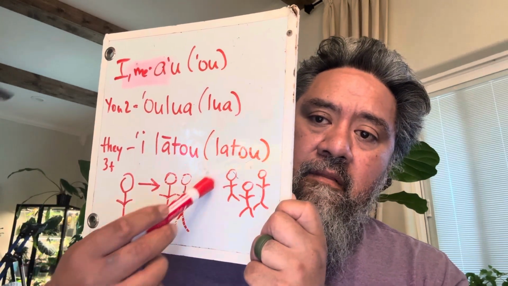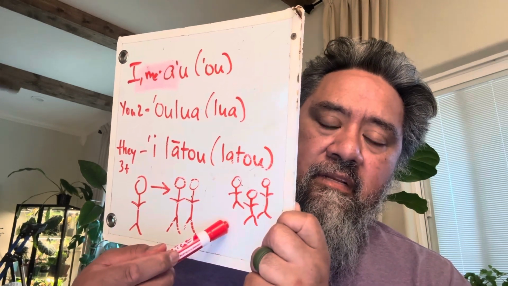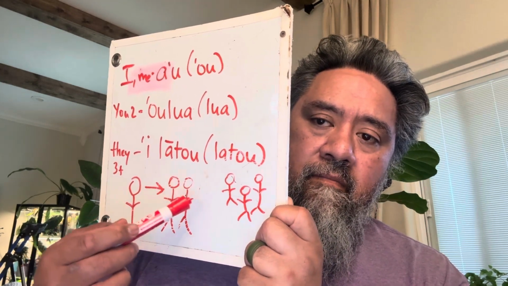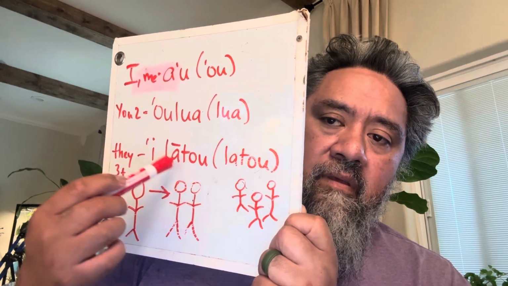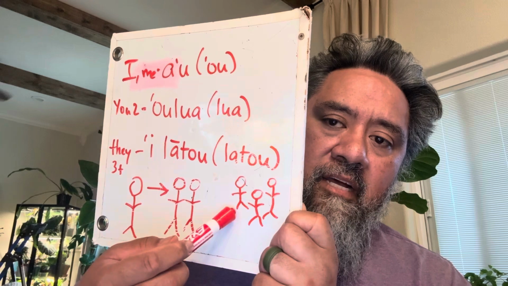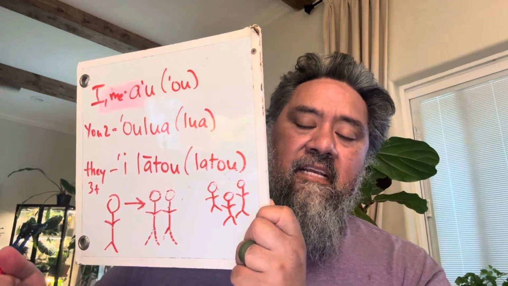And then these guys all the way over here, they're not in the conversation. So being exclusive of the conversation, and there being three or more of them, there would be ilato or lato.